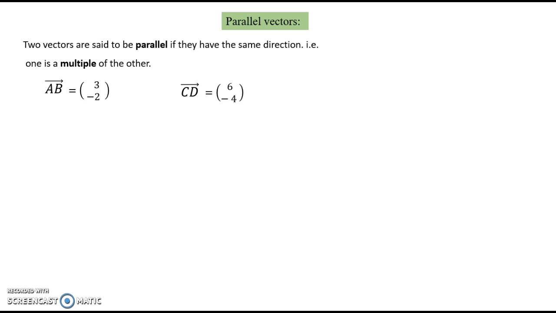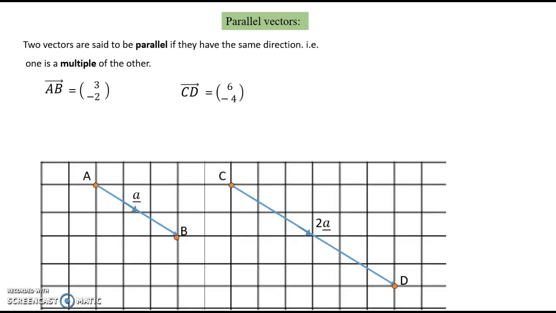Now, what are parallel vectors? 2 vectors are said to be parallel if they have the same direction, and one vector is a multiple of the other. For example, AB means move 3 to the right and 2 downwards, where CD means 6 to the right and 4 downwards. You see that these 2 vectors are going to be parallel. They may have different starting positions, but by moving 3 to the right and 2 downwards and moving 6 to the right and 4 downwards, these 2 vectors will be parallel.